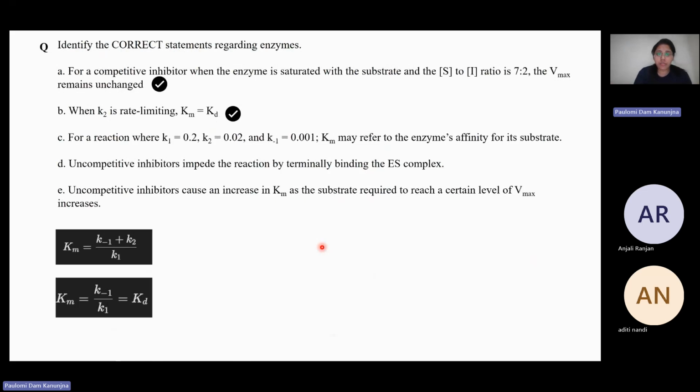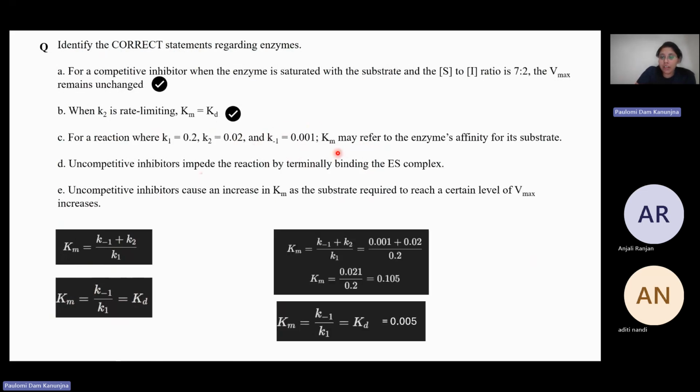This is what it means here. K2, so this is the Michaelis-Menten constant that we know of. So when K2 is way less than K minus 1, you can simply substitute Km as K minus 1 by K1. And this we know is the dissociation constant. So when K2 is rate limiting, which is very slow, your Km is equal to Kd, right?